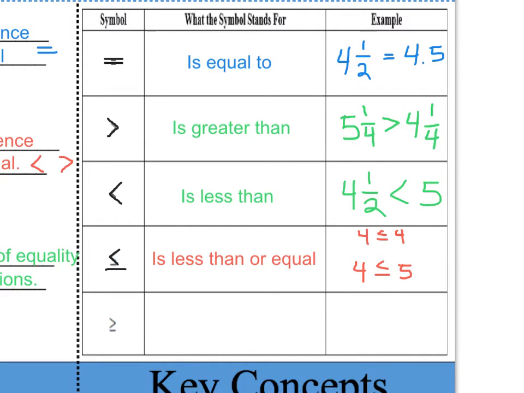Our last symbol is the greater than or equal to symbol. An example of this would be 5 is greater than or equal to 4 because 5 is greater than 4. Or another situation of this would be 5 is greater than or equal to 5 because 5 is equal to 5. So let's use these key concepts to discuss the following examples.